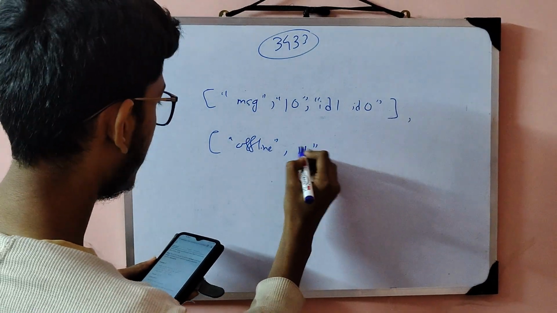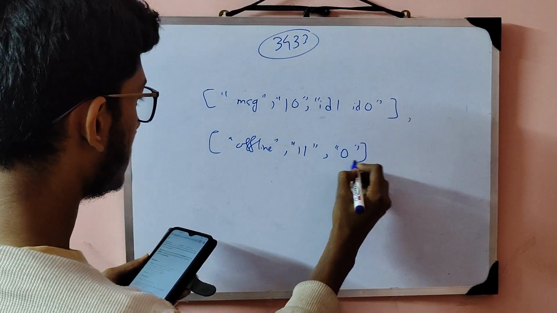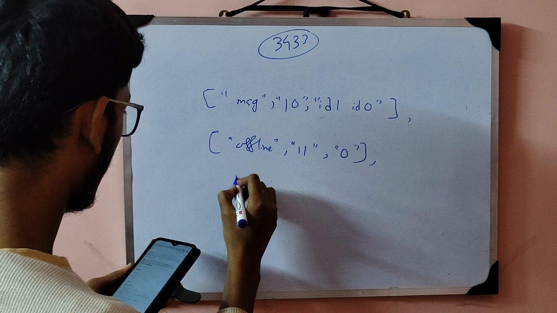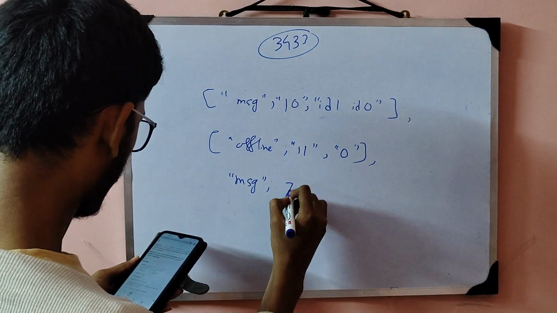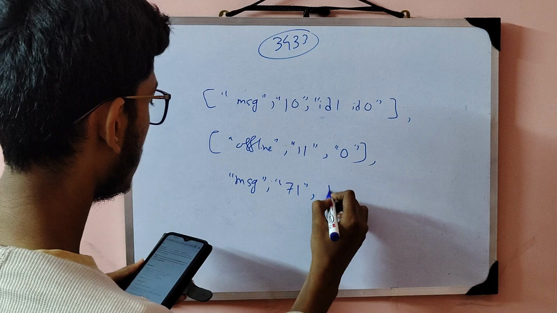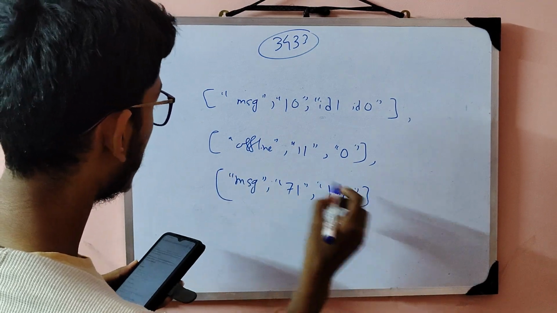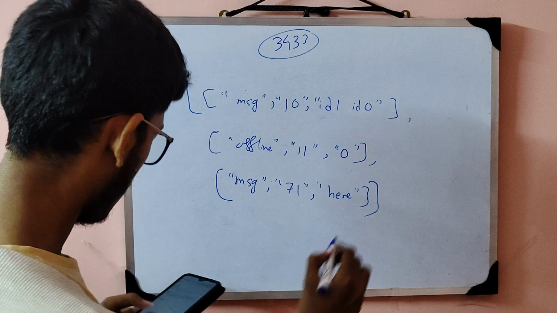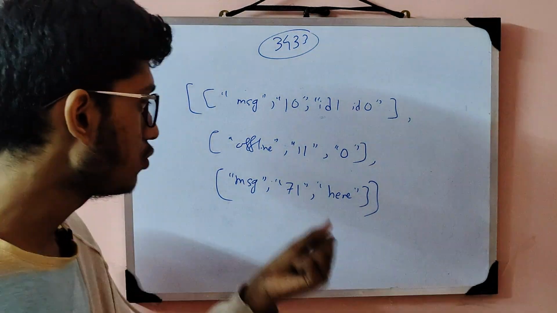Next, it is 11, the timestamp, and 0 is the ID, I guess. The third one is message, 71 here. See, this is my array, and what are they telling us to return?